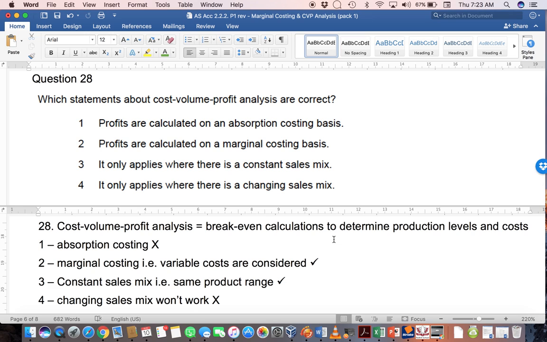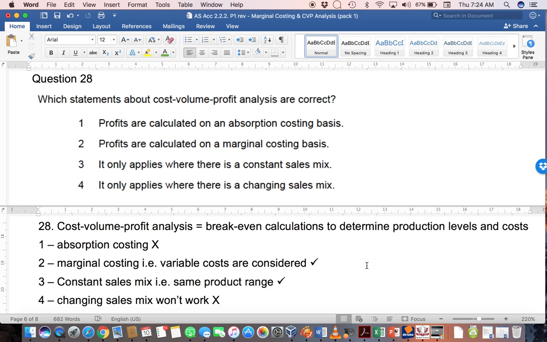And over here, we're trying to figure out what are our production levels, our costs, etc., using a break-even graph or break-even calculations. If we're talking about absorption costing, remember, it just takes all of the overheads, even if they're fixed, and apportions it to the individual units as well. That's not what we're talking about here for cost volume profit analysis. So 1 is not a suitable answer.